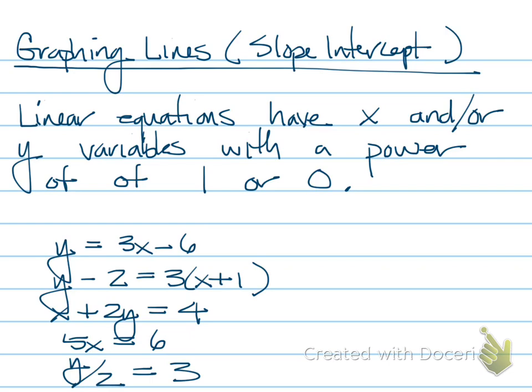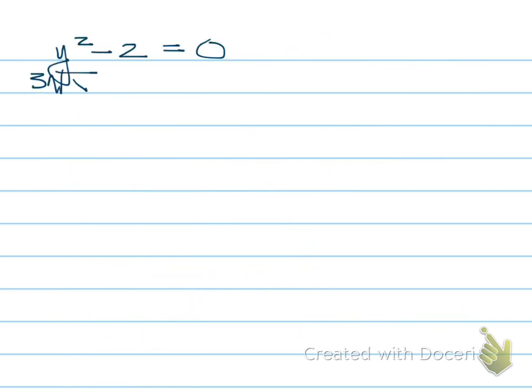You'll notice that the x and the y has a power of 1 for all of these equations. The fourth equation, 5x equals 6, does not have a y. That would be the equivalent of y to the 0 power. And the last equation does not have an x. That would be the equivalent of x to the 0 power. All right. So these are all examples of linear equations.